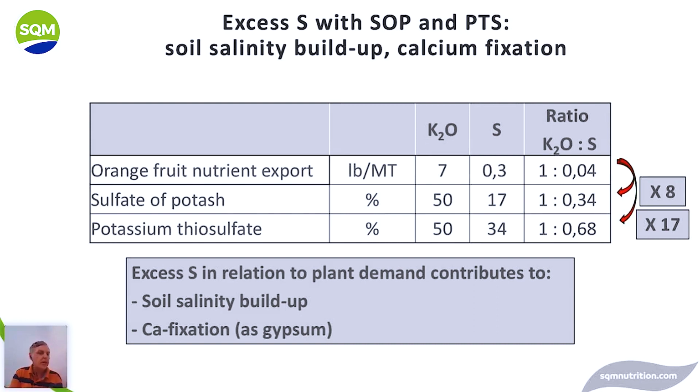So we can use sulfate of potash or potassium thiosulfate, but we need to pay attention to the sulfur demand of the crop in order to avoid the excess of sulfur. Now, sulfur is an essential element as well. We need to apply it, but as with any other element, we need to avoid the excess.